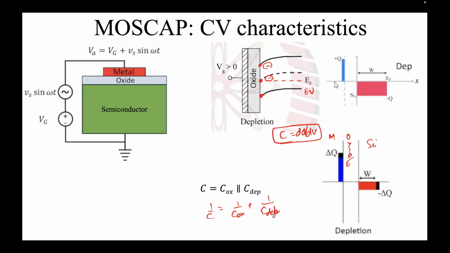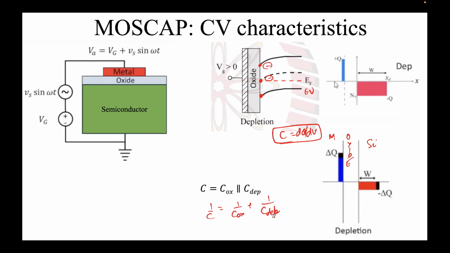So how will it look? C by Cox is 1, so I will go something like this. This is your LFCV, low frequency CV. However, if I change it very fast, this frequency is very high, the electrons will not get time to come to the interface. Only the depletion width will have to increase then. So the depletion width increases, and we know that in this case C inversion will be Cox in series with C depletion. And C depletion, as we have already seen in the previous slide, is inversely proportional to W, right? So what will happen in that case is that this slightly decreases.